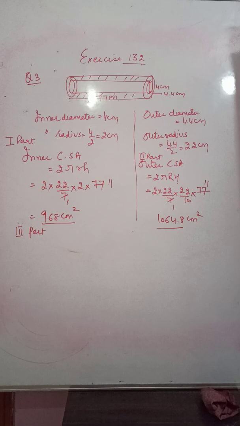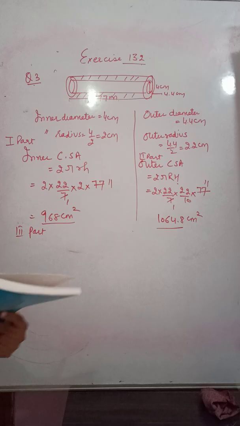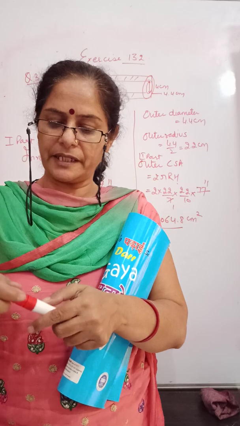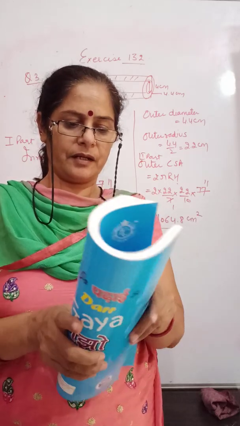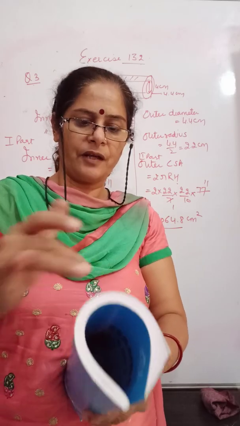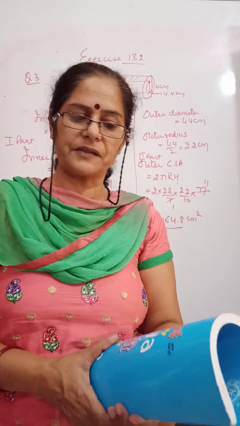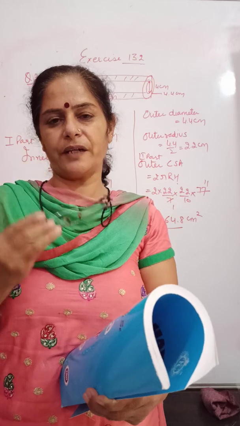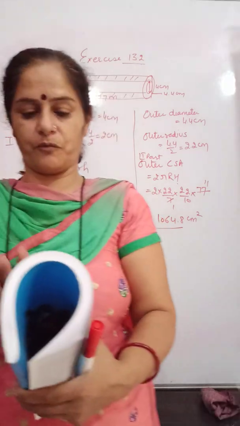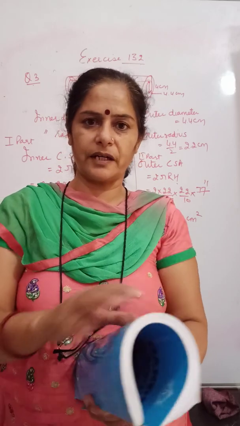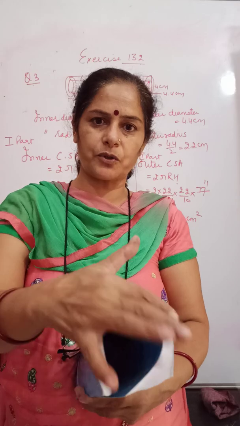Suppose this is a pipe. I take a thick notebook. Suppose this is a pipe, right? And when we find the total surface area of this pipe, we will find the inner curved surface area, we will find the outer curved surface area, and also this thickness, right? Because in case we are told that we have to paint this cylinder, we will paint inside it completely, we will paint outside it, and this portion will also be painted.